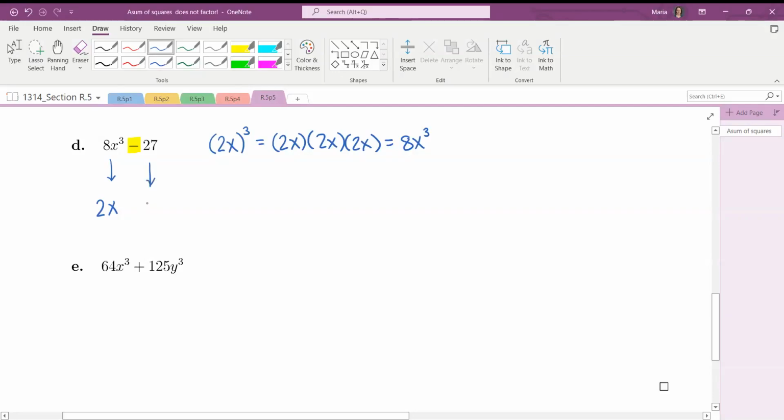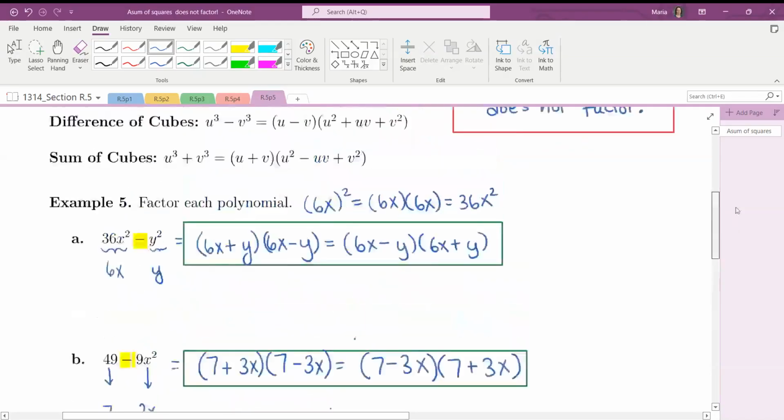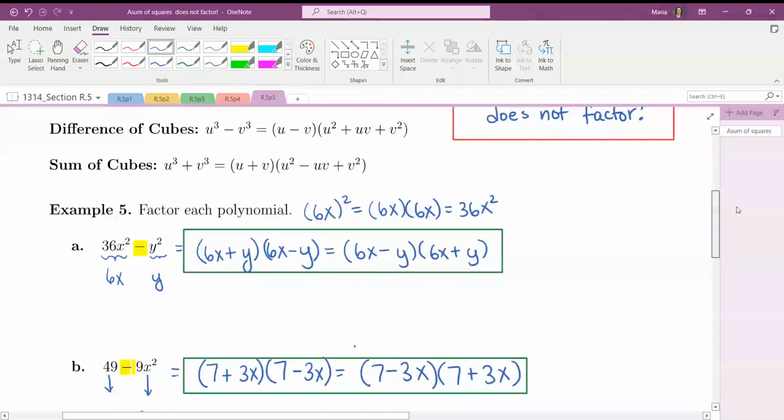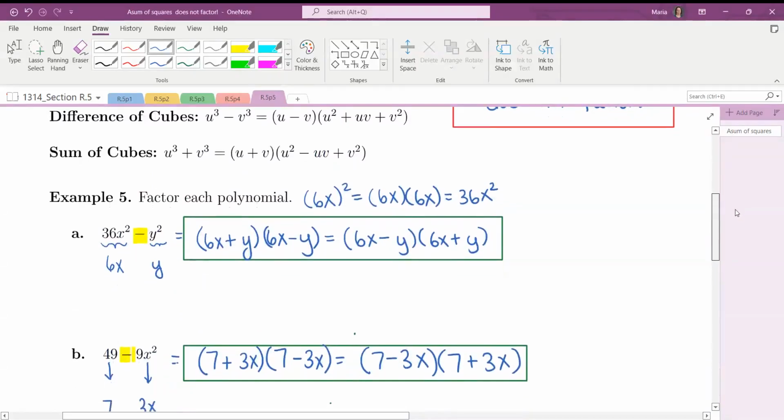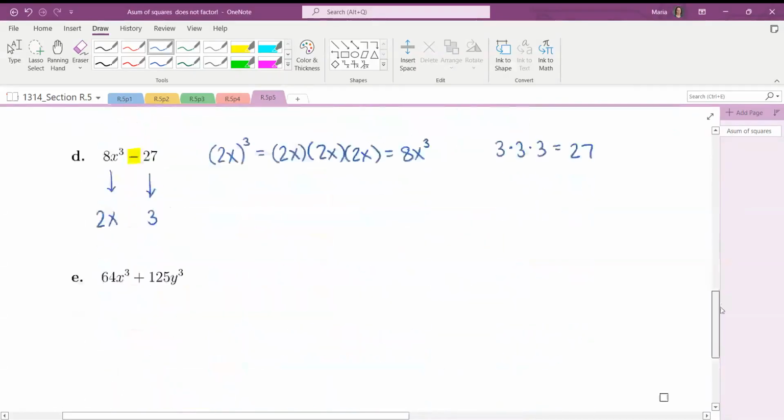27 is also a cube. The cubed root of 27 is 3, because if I take 3 and multiply it by itself 3 times, 3 times 3 is 9, times 3 is 27. So this is a difference of cubes. We can go up and look at the formula for doing this. It's written in terms of a u and a v. So I'm going to go ahead and jot this formula down.